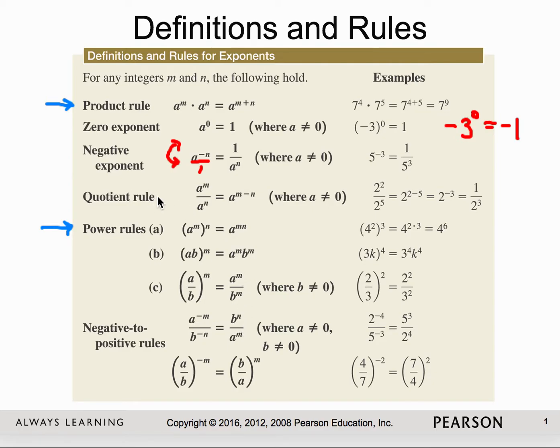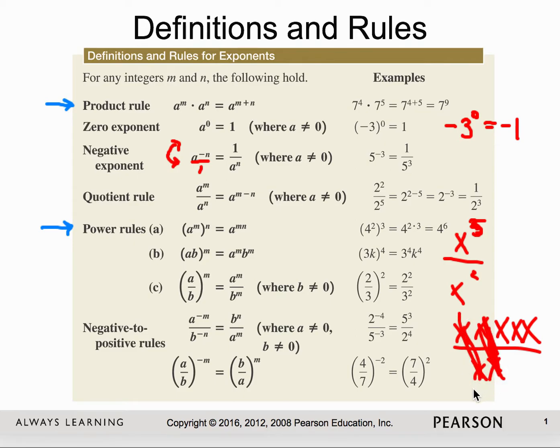And then we're going to have the quotient rule. The quotient rule is like the product rule, except the only difference is you subtract the exponents instead of adding them. Because basically, if we had, let's say, x to the 5th over x squared, remember what that means: 5 x's on top, 2 x's on bottom, and the ones that are the same can divide out, and you're left with 5 minus 2, or 3 x's. Okay, so we're going to practice those rules.